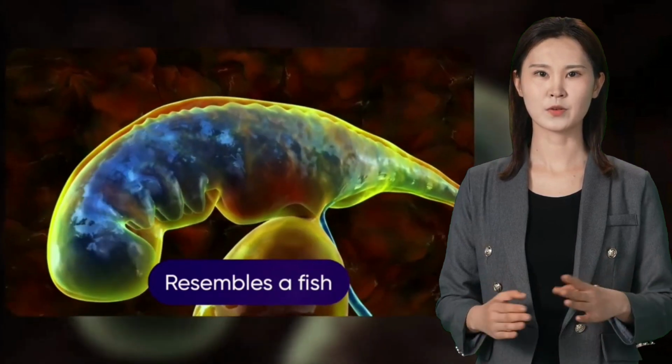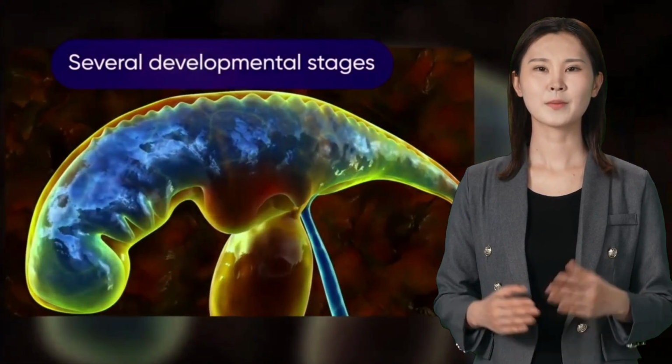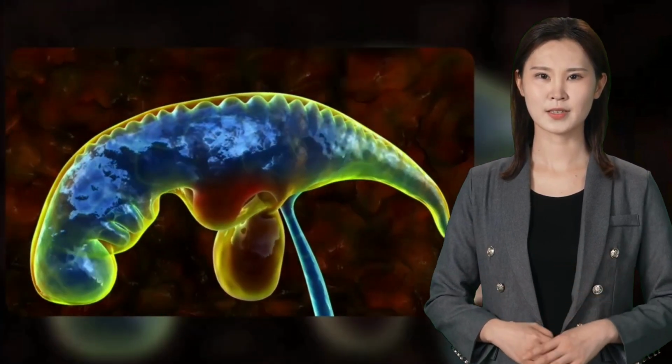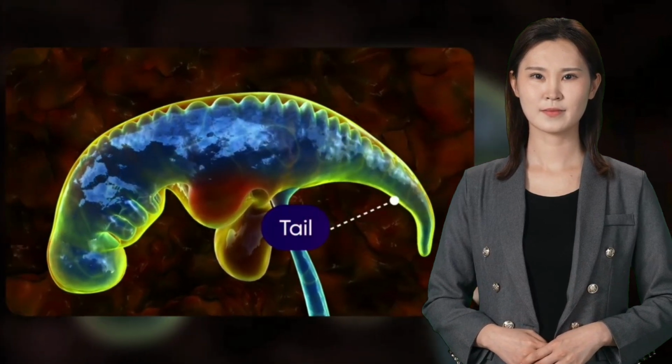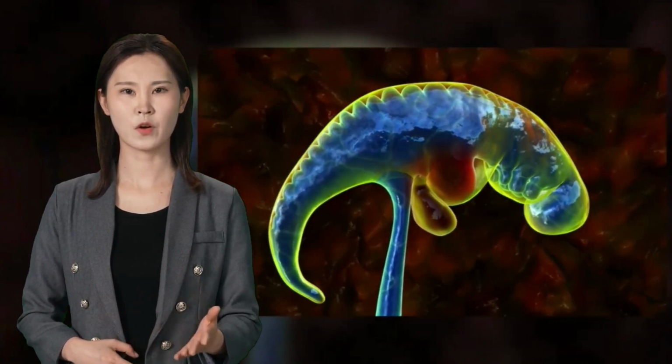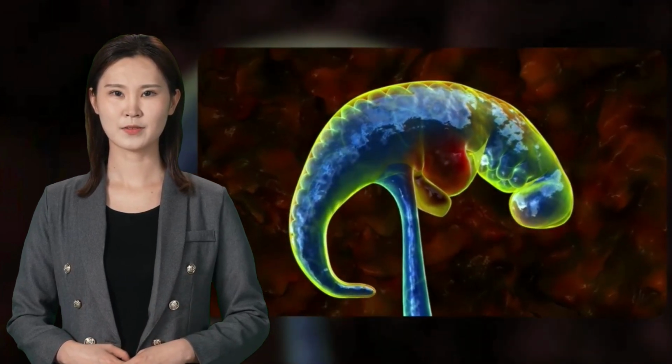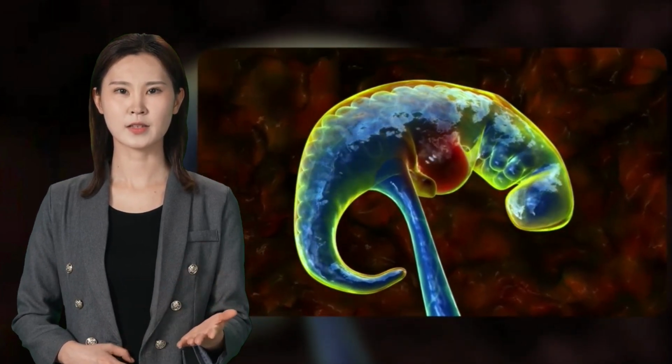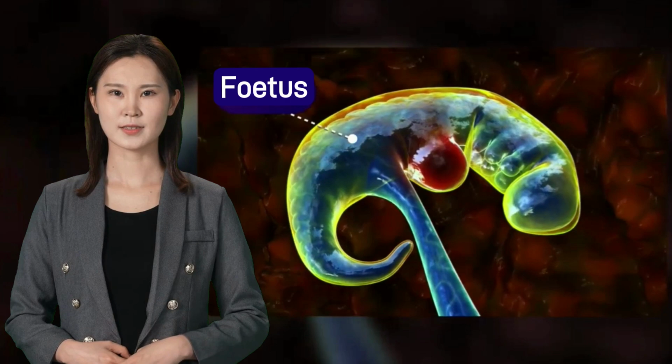The human embryo undergoes several developmental stages. It even has a tail. In this short time, the single-celled egg evolves into several million perfectly organized cells, which form the fetus.